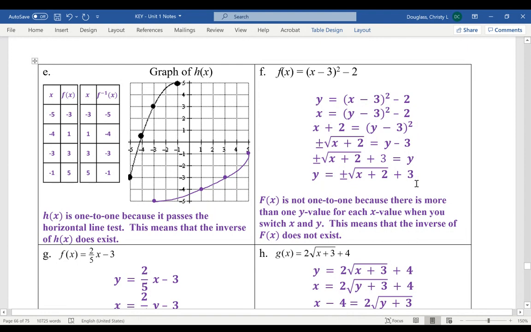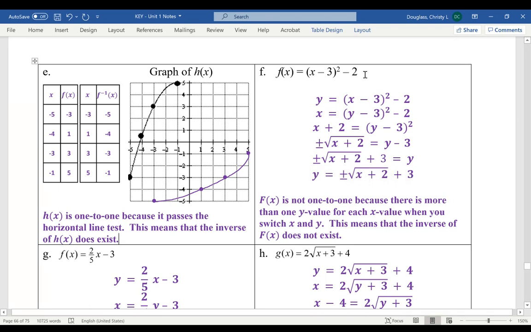This is not going to be one-to-one. There's going to be more than one answer, hence the plus or minus. There's going to be more than one y value for each x value in my original function, which means that the inverse will not be a function at all. And so the inverse of f of x does not exist. And that plus or minus tells me so.